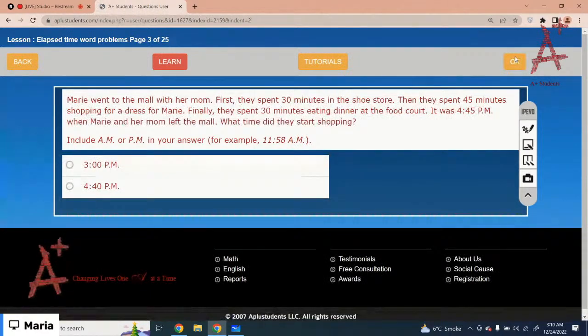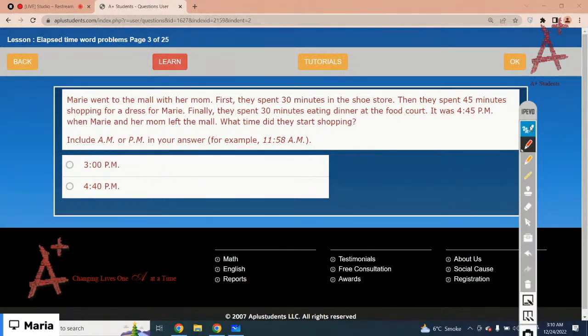Okay, the next one is Mary went to the mall with her mom. First, they spent 30 minutes in the shoe store. Then they spent 45 minutes shopping for a dress for Mary. Finally, they spent 30 minutes eating dinner at the food court. It was 4:45 when Mary and her mom left the mall. What time did they start shopping? Got it? So basically, you have to add up all the times, and go back that much time. Got it?